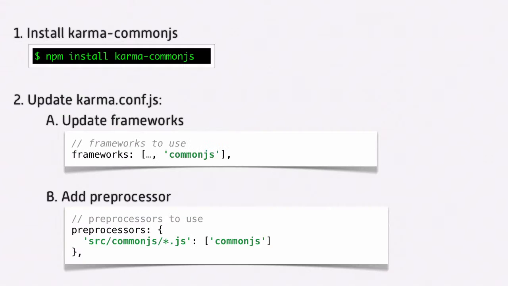Here's how to use it. First thing you're going to do is install karma-commonjs, and then you need to update your Karma config file. You need to add the CommonJS framework to your frameworks line, which is going to be in your karma.conf.js. And you'll also need to add the CommonJS preprocessor to any files that use CommonJS. For the example that I've got along with this episode, they're all in the CommonJS directory. You, of course, might have them somewhere else. Be sure to restart Karma after you update your config file.